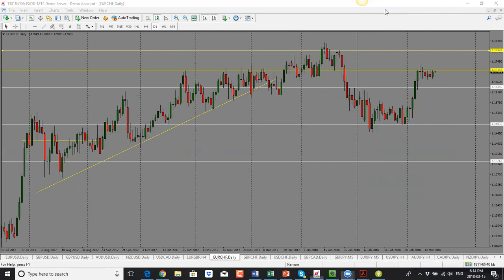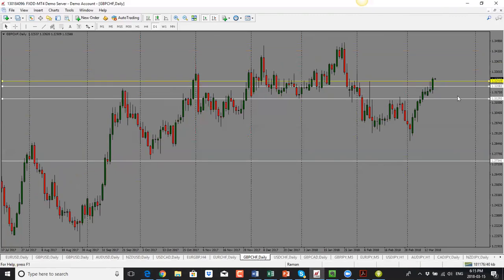So let me just draw this out like this. So this is what it looks like currently. And normally we would look for a further move to the upside. But again, I would wait for price to break above this 1.1711 level and then look at something bullish, because otherwise it's not set up yet.